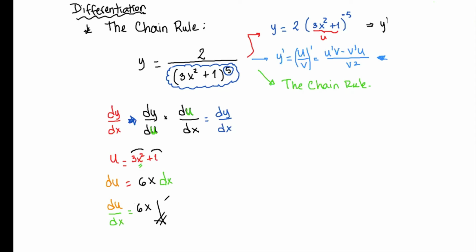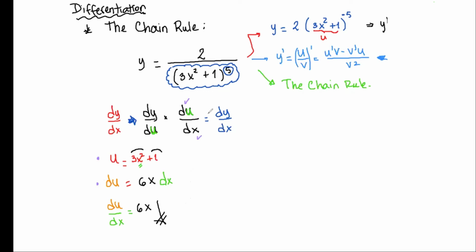So if I want to plug things in, it's always about plugging things. I have du over dx. I need dy over du before, so I can multiply them and get dy over dx. Well, those are many d's, right? dy, dx, blah, blah, blah.